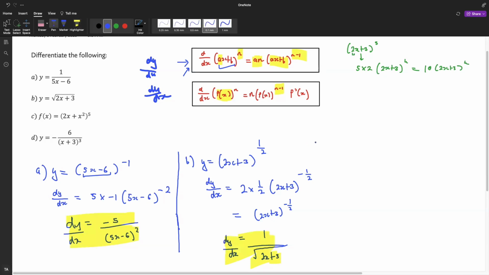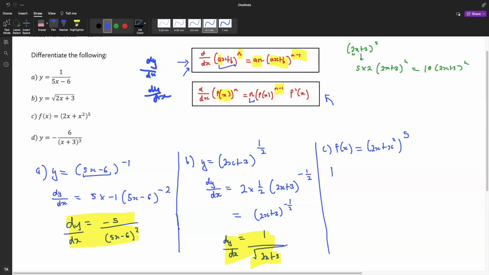Moving on to the next question. We've got C. So now this one's a bit different because there's not a linear equation, but we've got an actual quadratic function inside. So we've got f of x now is equal to 2x plus x squared, all to the power of 5. So now we're going to see how we use the second rule here. Okay. So first thing it requires us to do is have the power at the front.